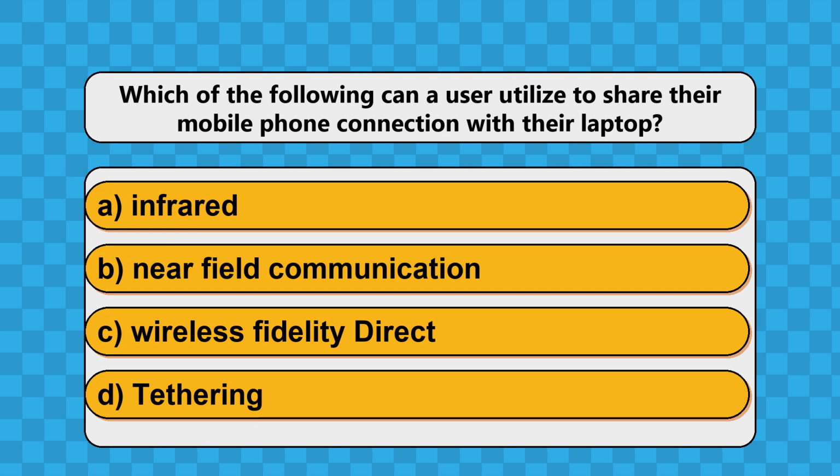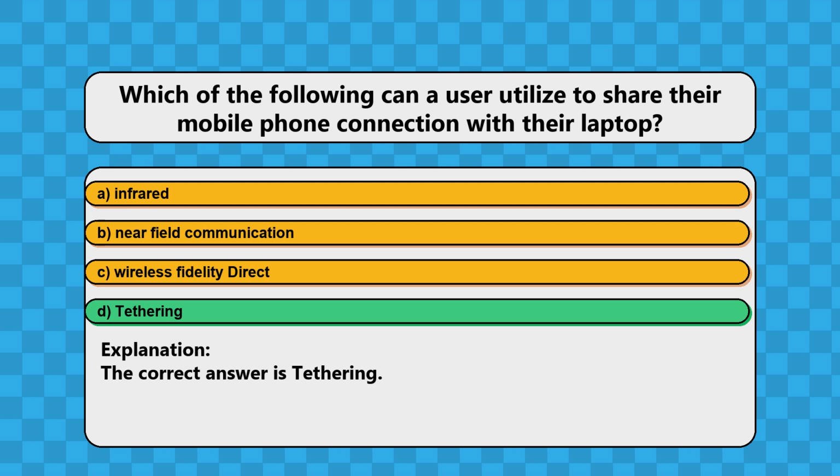Question 18. Which of the following can a user utilize to share their mobile phone connection with their laptop? Option A, infrared. Option B, near-field communication. Option C, wireless fidelity direct. Option D, tethering. The correct answer is option D, tethering.